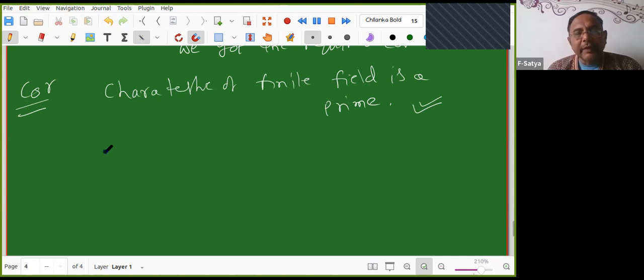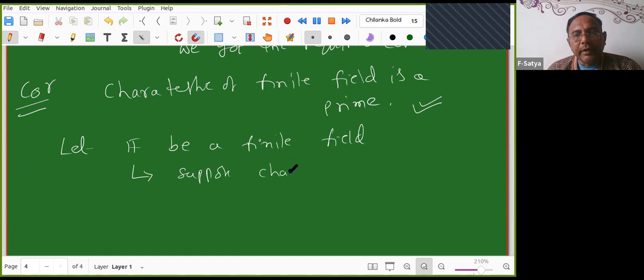Since Tamiya told something, I will use it now itself. So for example, let F be a finite field, right? Then it has a characteristic. Suppose the characteristic of F equals p, right? So then you know that p is a prime number.